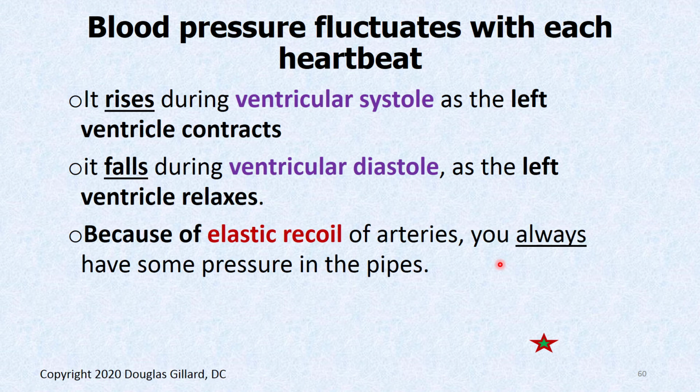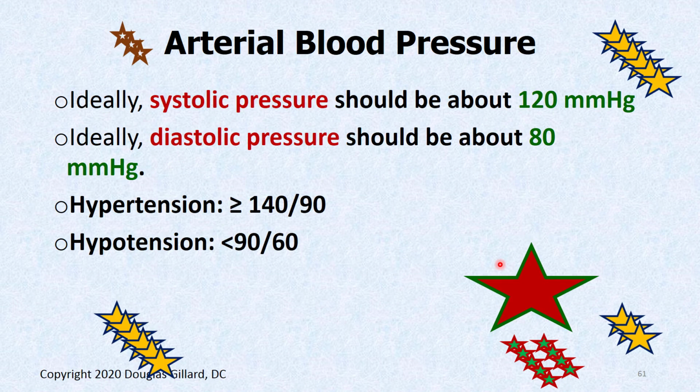We've already discussed the elastic recoil, how important that is for shutting those semilunar valves. Arterial pressure, ideally, for systolic pressure, should be about 120 or maybe a little less. Diastolic pressure should be about 80. Hypertension is defined by all of our board books as anything at or above 140/90. Hypotension is anything below 90/60.